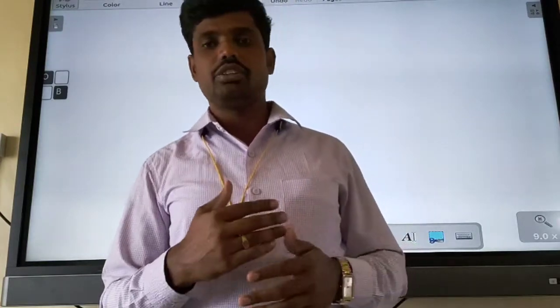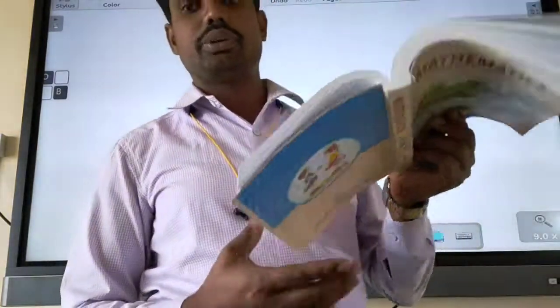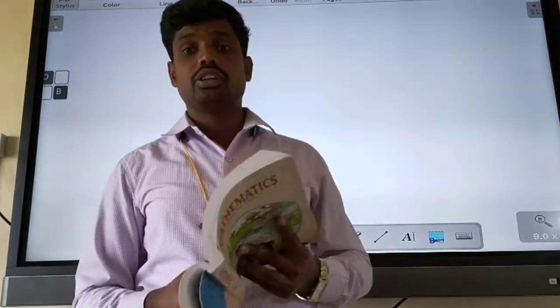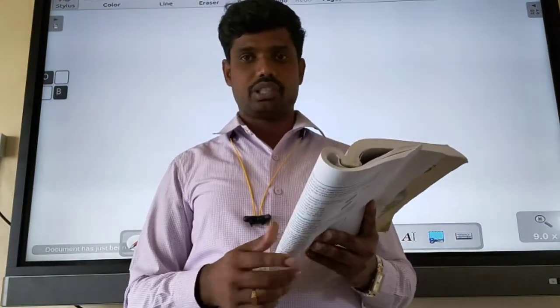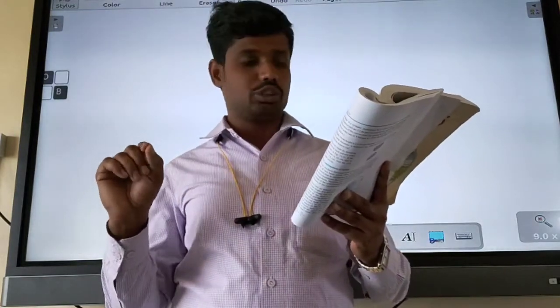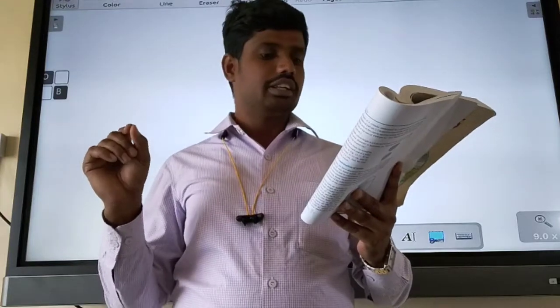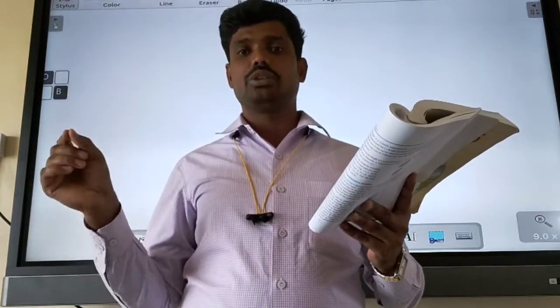In this class we are going to learn the same type of problems, exercise 13.1 problems, children. Exercise 13.1. Two cubes each of volume 64 cm³ are joined end to end. Find the surface area of the resulting cuboid.